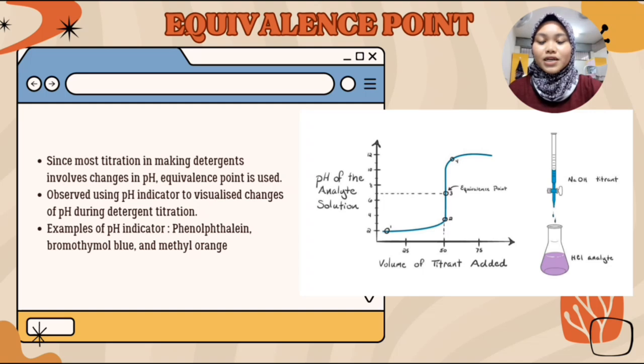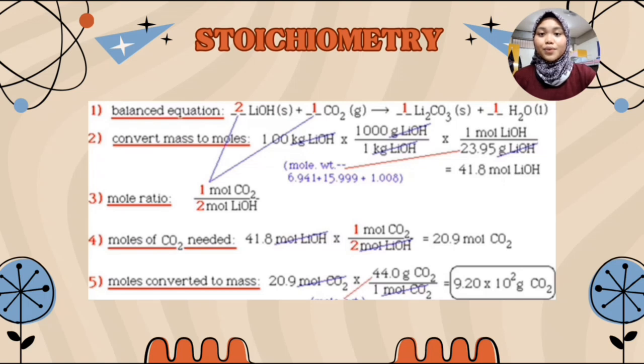We use various pH indicators to detect this point. Some common examples include phenolphthalein, bromothymol blue, and methyl orange. Each of these indicators changes color at different pH levels, allowing us to accurately determine the equivalence point during the titration. In this slide, we will walk through the stoichiometric calculation.